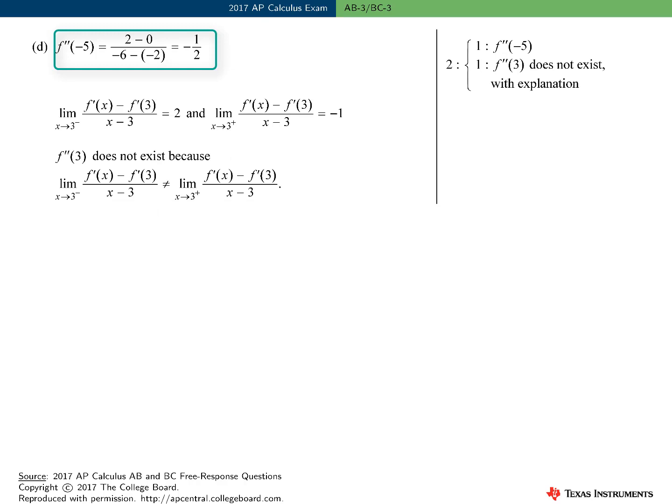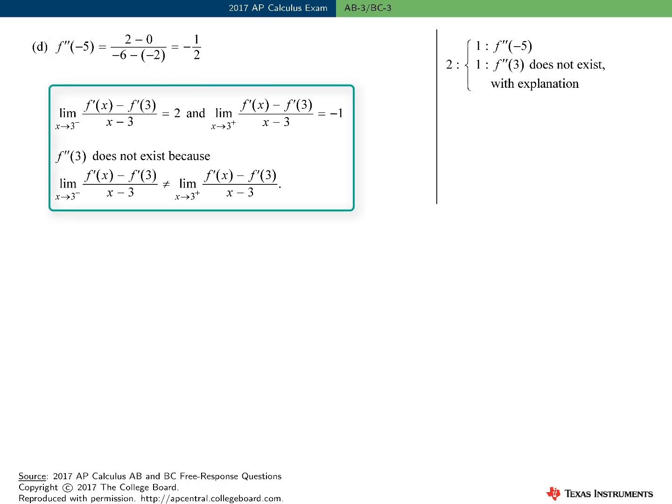Part D was worth 2 points, and we can find f double prime of minus 5 by computing the slope of the line segment that makes up part of the graph of f prime. And to show f double prime of 3 doesn't exist, we need to consider the analytic definition of the derivative. And in this case, that means we need to examine 2 one-sided limits. Now I want to remind you that many students in this problem resorted to a geometric description instead. And some explanations were acceptable, but others were just too vague.